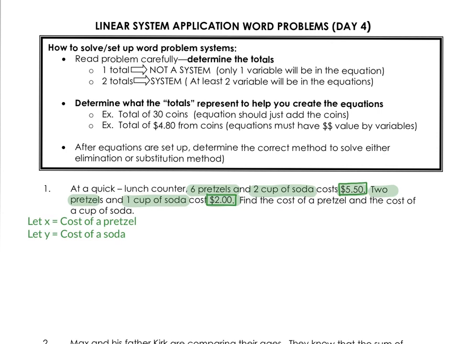The first one comes from the 6 pretzels and 2 cups of soda costing $5.50. Well, to find out the total that I spend, I need to multiply the 6 pretzels times their cost plus the 2 cups of soda times their cost to equal the total. So it'll be 6x, 6 pretzels, plus 2y, 2 cups of soda, to equal $5.50. The next one then is 2 pretzels, so 2x, 1 soda, so 1y, to equal $2.